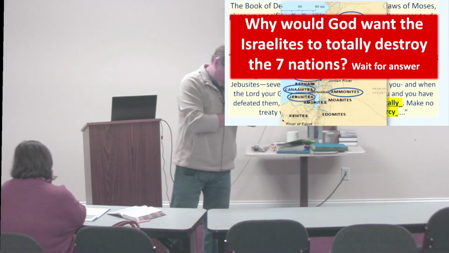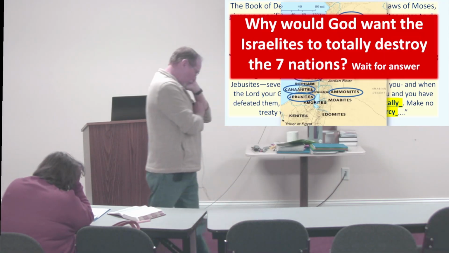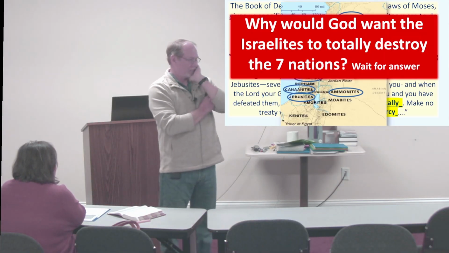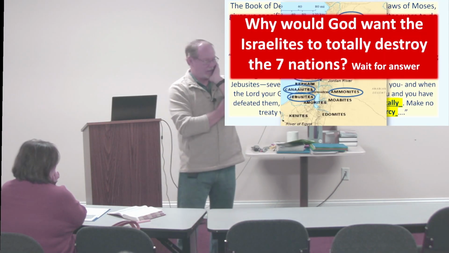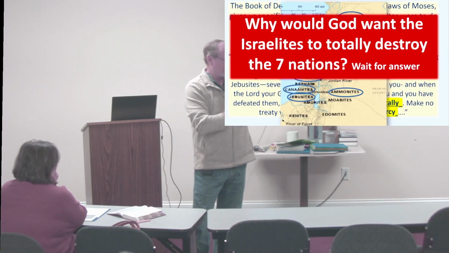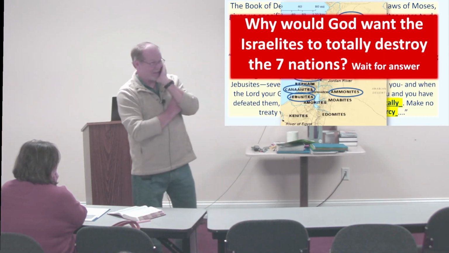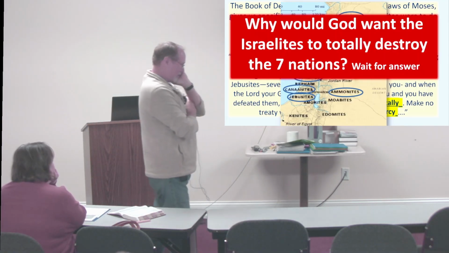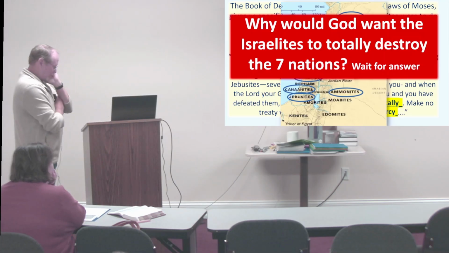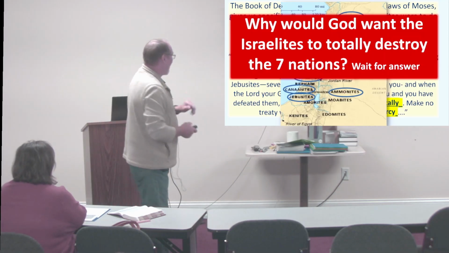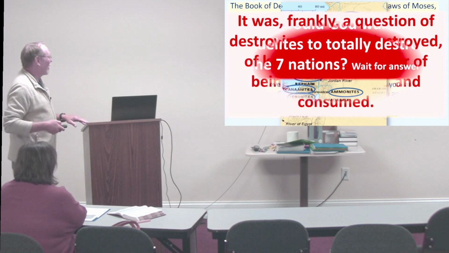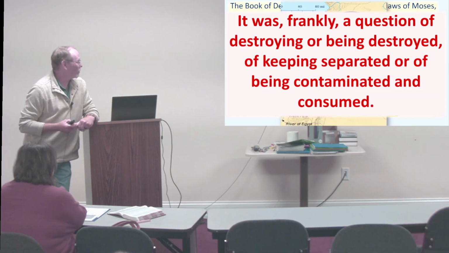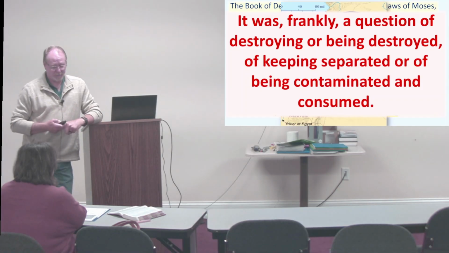So God doesn't just give a nation or a people a week's time. Israel was in Egypt for 400 years. So 40 years then. Maybe longer, right? Yeah. We're going to find out that God, in some cases, gave the nations hundreds of years to repent. Hence, Judah and Israel. So it was frankly a question of destroying or be destroyed, of keeping separate or of being contaminated and consumed.